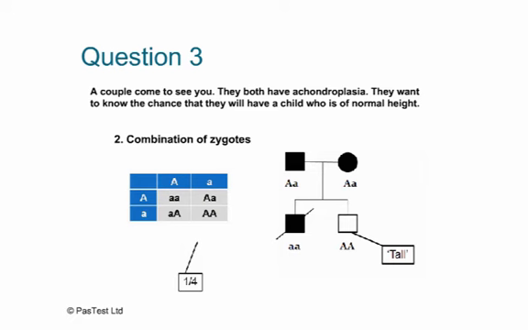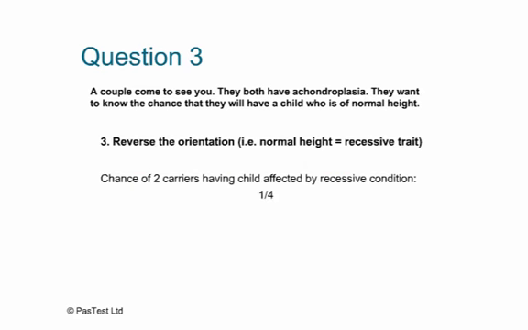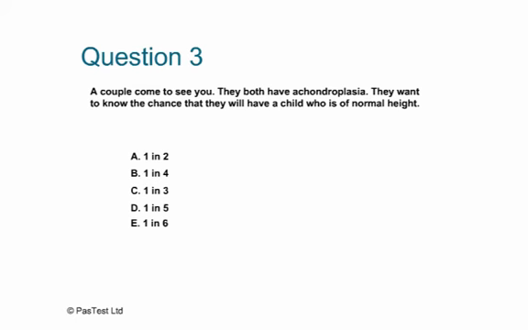The final way of looking at it is to simply reverse the orientation of the question, and to imagine that in this scenario we have 2 individuals for whom normal or average height is a recessive trait, and that each of them is a carrier for this recessive trait of normal height. In which case, we have 2 carriers for a recessive trait, and the probability of them having a child affected by this recessive trait is 1 in 4. So the answer, however you look at it, is 1 in 4. And really the way you approach the question is a matter of personal preference.